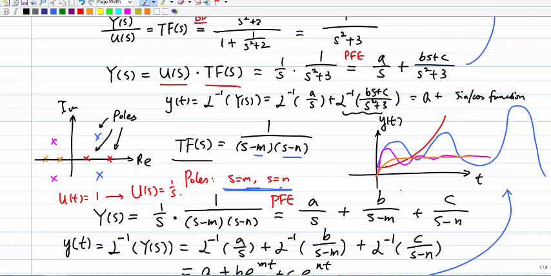So you can see the different locations of the poles will determine the output, and even the control performance. At least we can see that if the poles are located in the open left half plane, which means the real parts of the poles are all negative, then the system is stable.